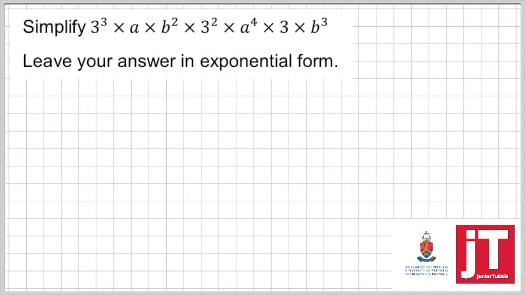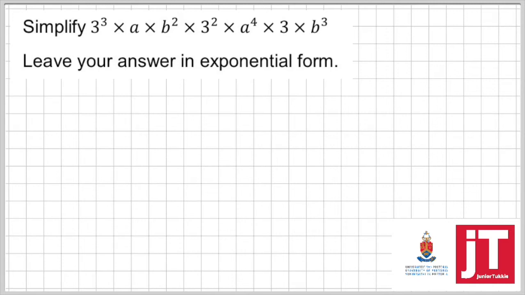Only 2 problems left in this video, grade 9s, with this problem reading, simplify 3 to the power of 3 multiplied by a multiplied by b squared times 3 to the power of 2 times a to the power of 4 times 3 times b to the power of 3. And it clearly says here, leave your answer in exponential form.